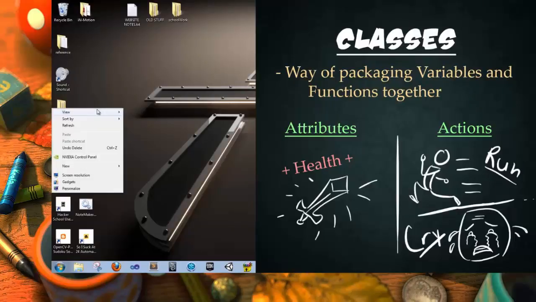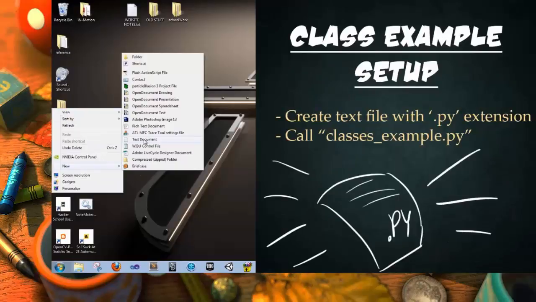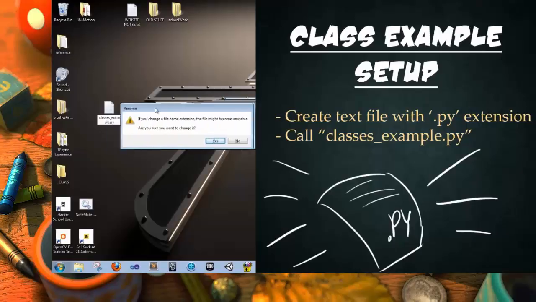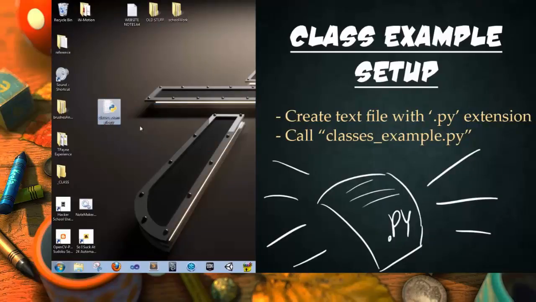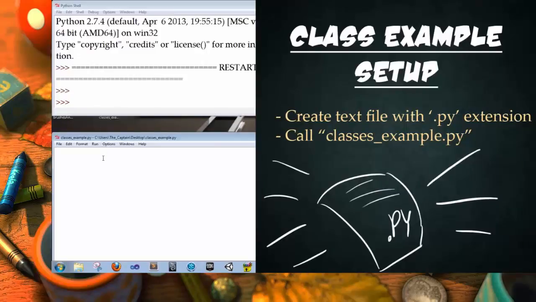Well, let's go ahead and create on our desktop a class file. I'm just going to do that by creating a text document, and we're going to call this classes_example.py. It's asking me if I want to change the file extension. Click yes. Then I'm going to right click and edit with IDLE. All right, so I have IDLE open, with the Python file down below and then the shell up above.